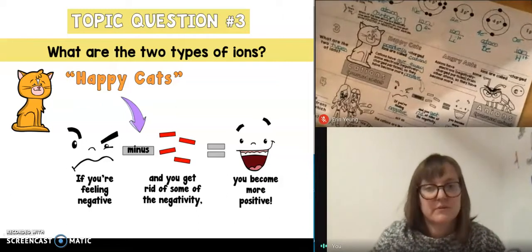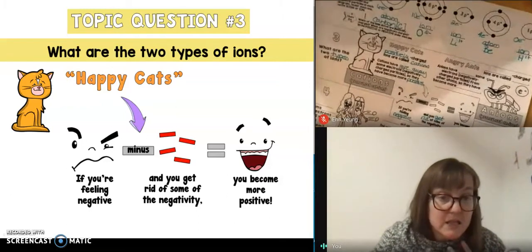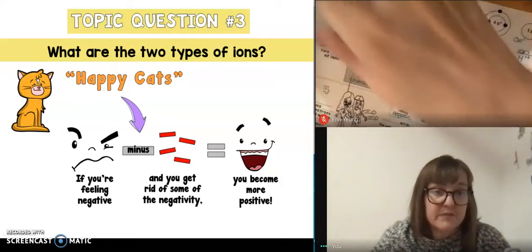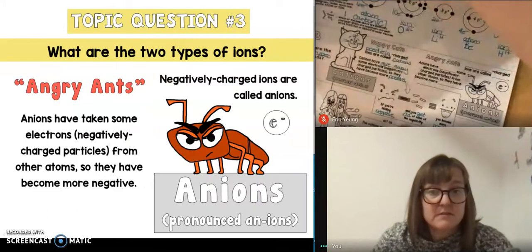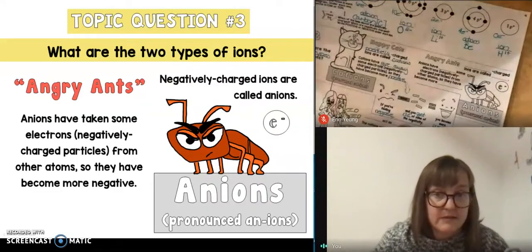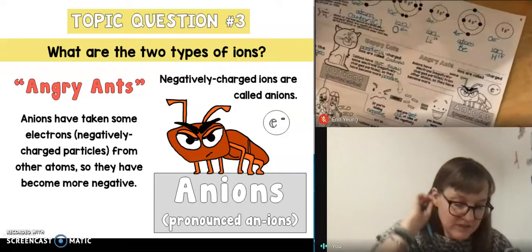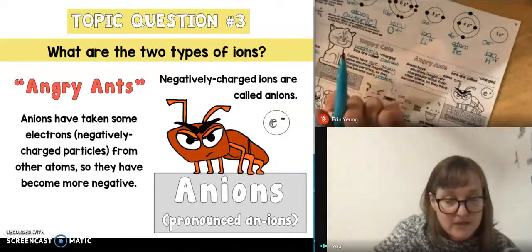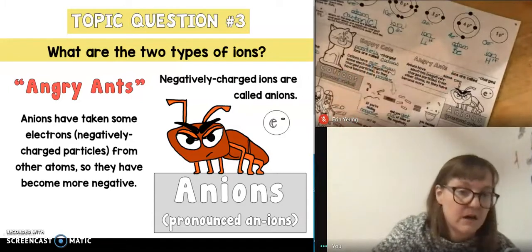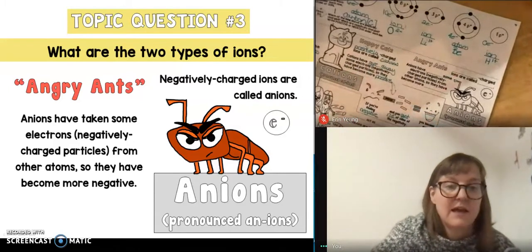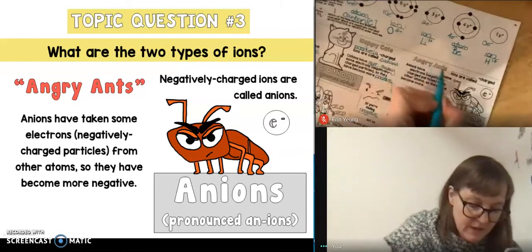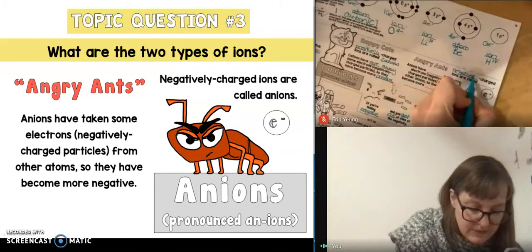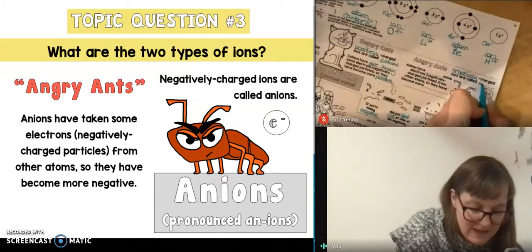It also goes the other way. If you're positive and then you take in the negative, then you are going to become more negative. And so that's what happens when you become an angry ant. So your negatively charged ions are going to be your angry ants or your anions. Negatively charged ions are called anions.